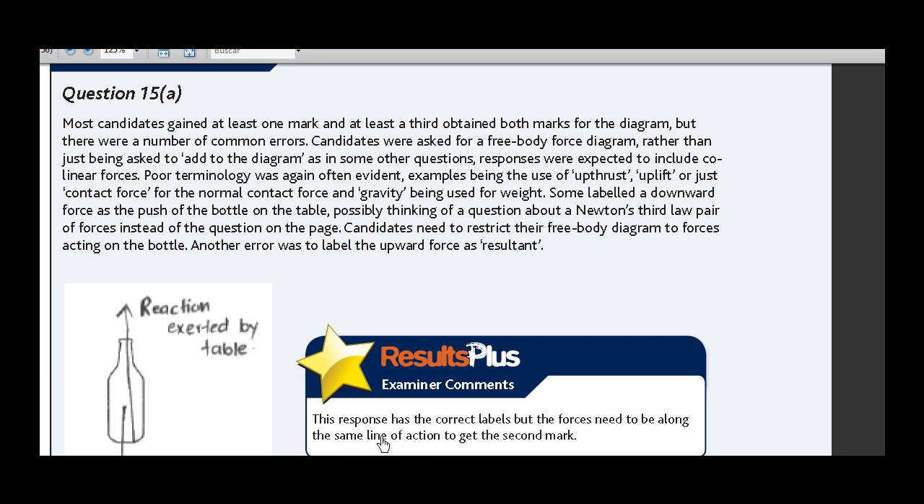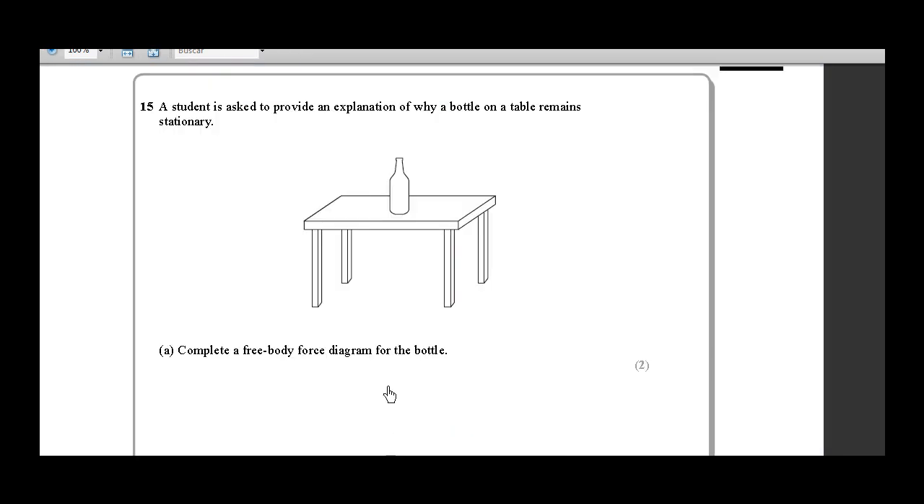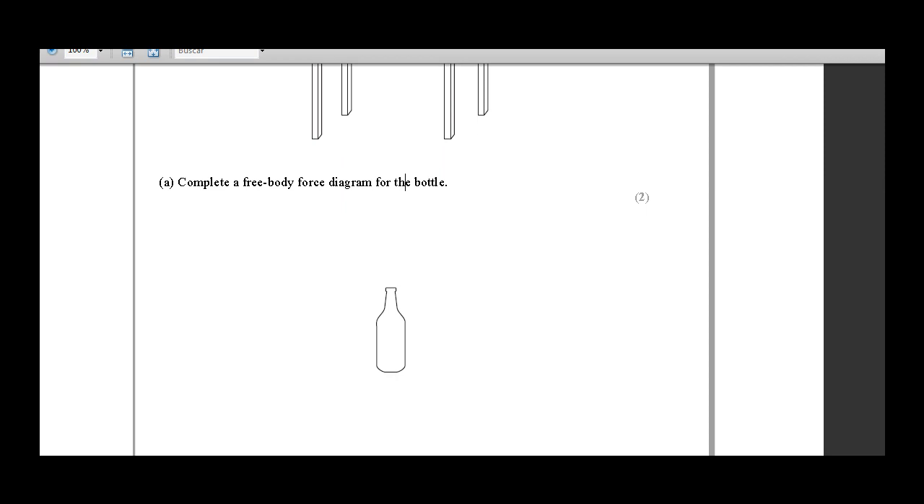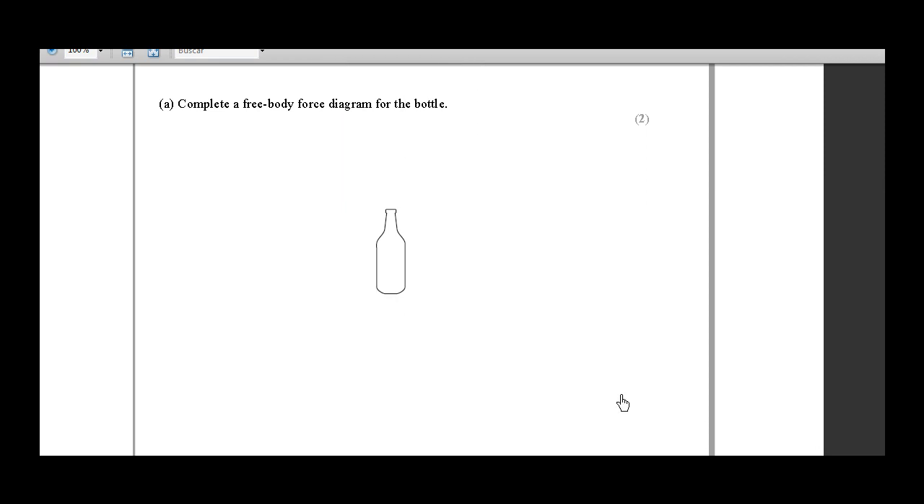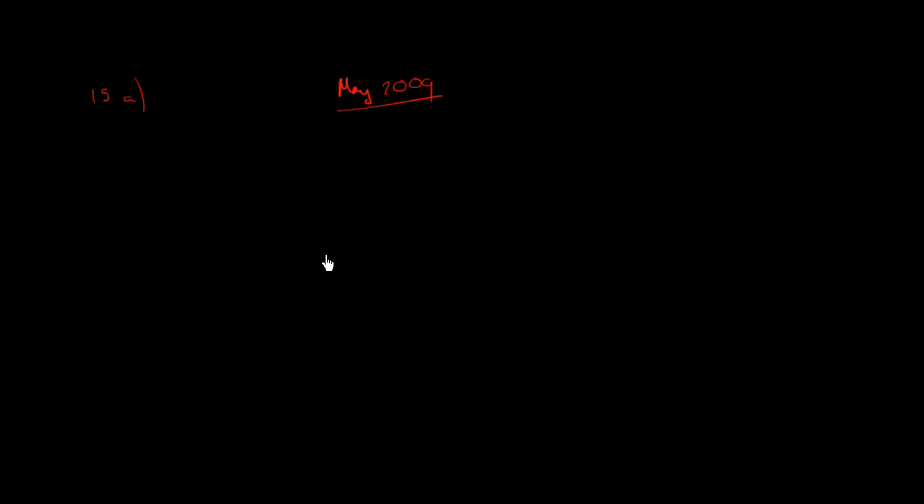So let's have a look at the question before we look at the answers, and we talk about them a little bit before then. It says a student is asked to provide an explanation of why a bottle on a table remains stationary. It says complete a free body force diagram for the bottle, and they give you the bottle and you're supposed to draw something on there. So I can't draw on the PDF, so I'm going to draw myself a little bottle here.